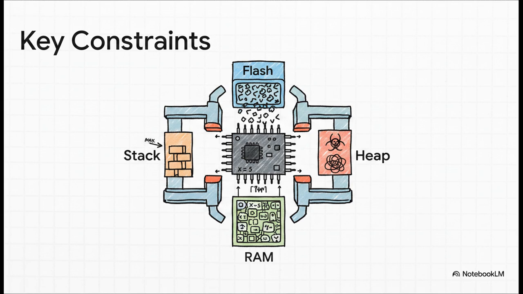Your flash is not infinite, so your code size really matters. Your RAM is precious, so every single variable counts. You have to carefully think about your maximum stack depth to make sure you never have an overflow. And you have to treat the heap not as some convenient tool, but as a potential liability that needs a very strong justification. Memory isn't abstract, it's your primary engineering constraint.